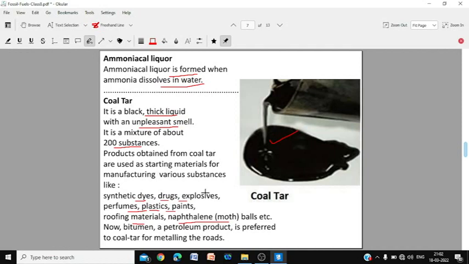Previously, coal tar was used for metalling roads, but now bitumen is preferred. Bitumen comes from petroleum, whereas coal tar comes from coal. Previously we were using coal tar for metalling roads, but nowadays bitumen is preferred.